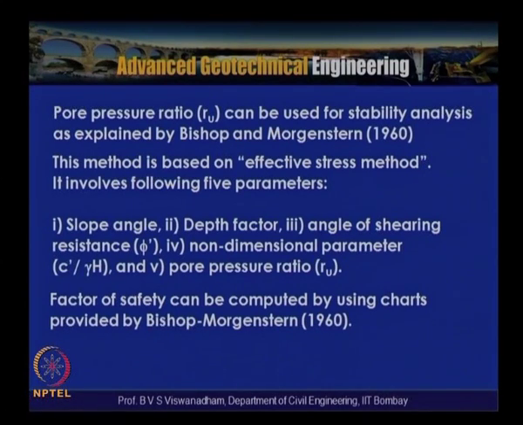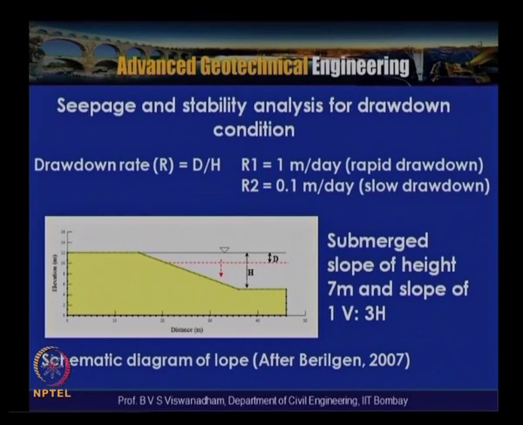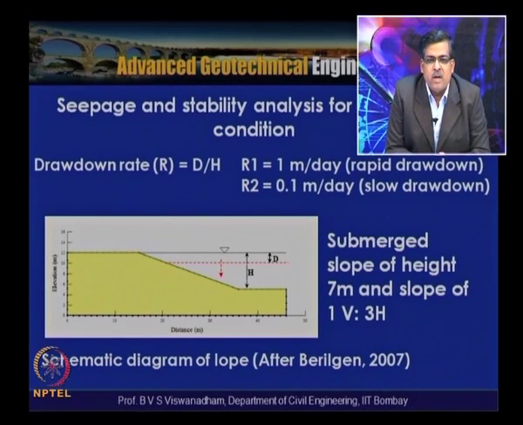So, factor of safety can be computed using the charts provided, but these are not covered in this particular lecture. However, what has been done is that a typical slope after Berlingen 2007 was considered, and here the seepage and stability analysis for drawdown conditions were calculated using GeoStudio 2012. So, the schematic diagram of the slope is shown here.